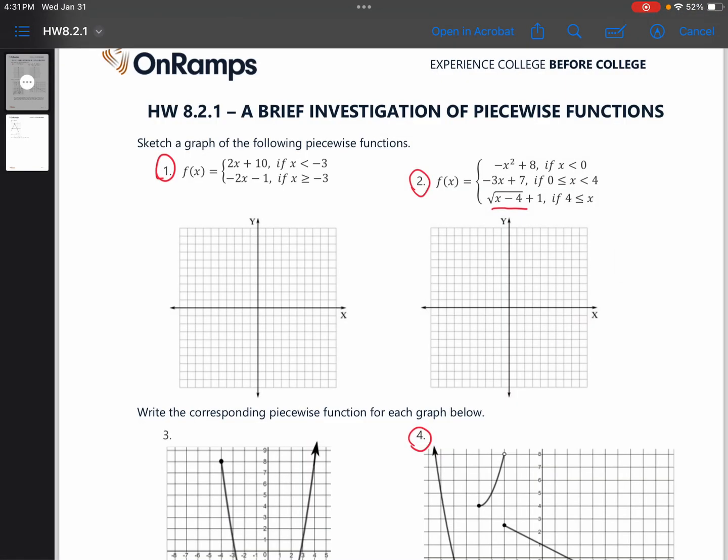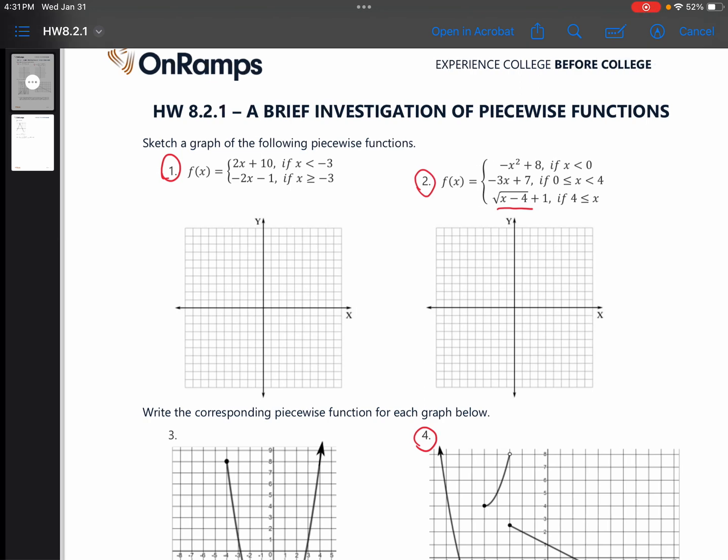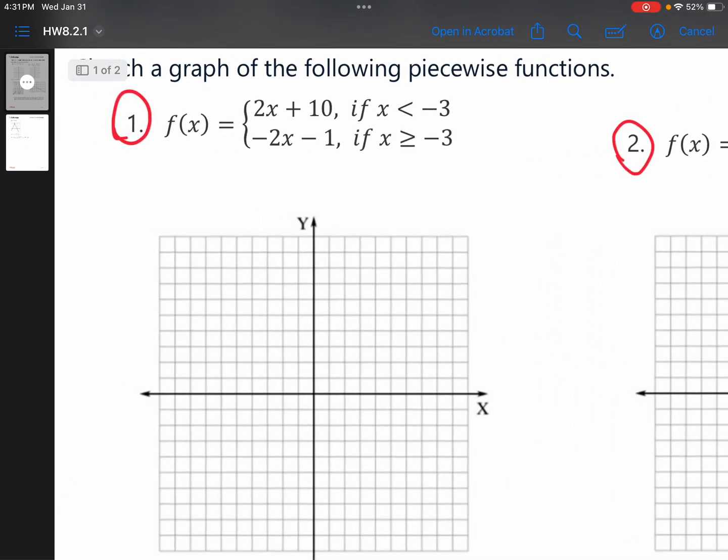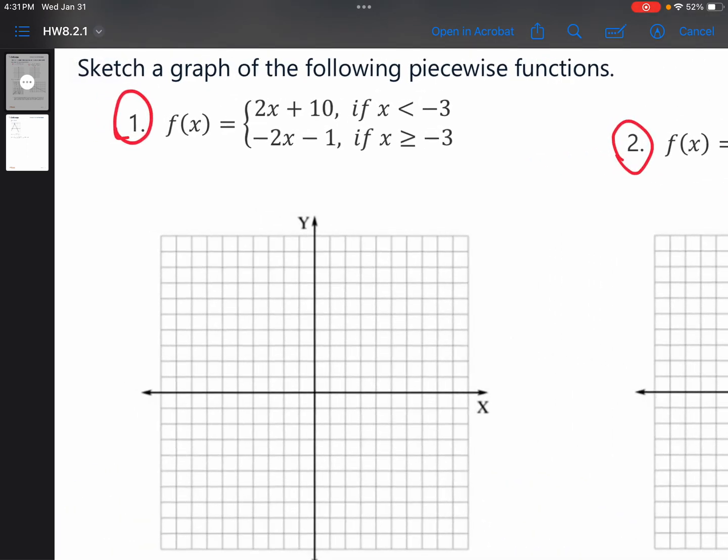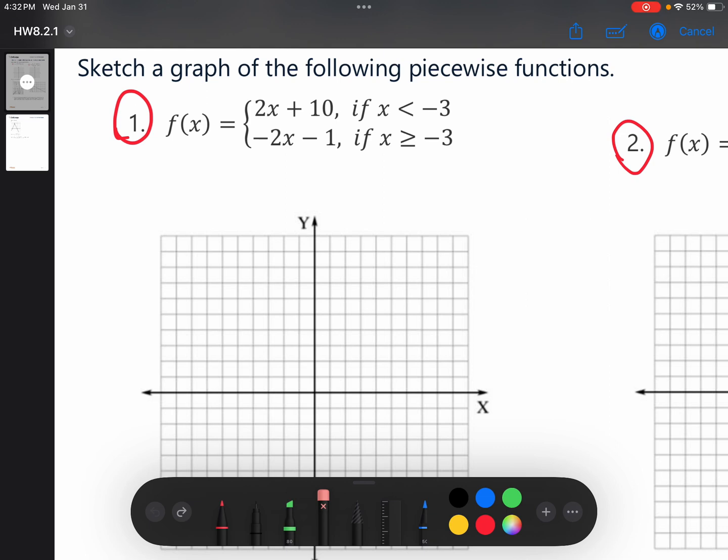All right, guys, I want to make a quick video about this homework. So remember, we're still talking about piecewise functions. Let's do number one, or let's attempt number one at least. This part right here represents the function itself, and this domain represents basically where to graph it. So this right here represents where to graph it.